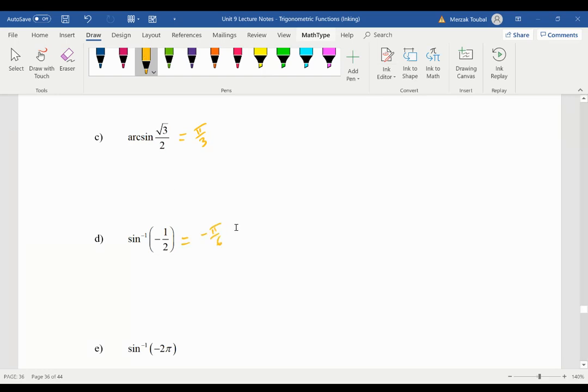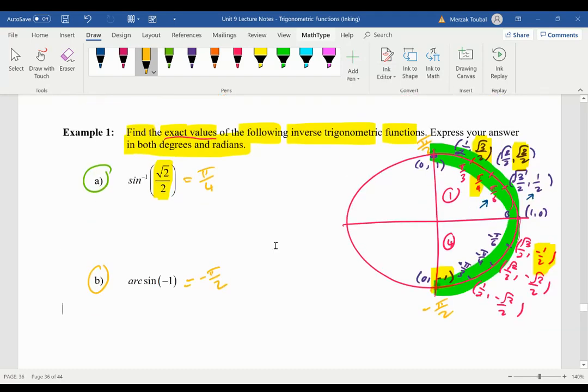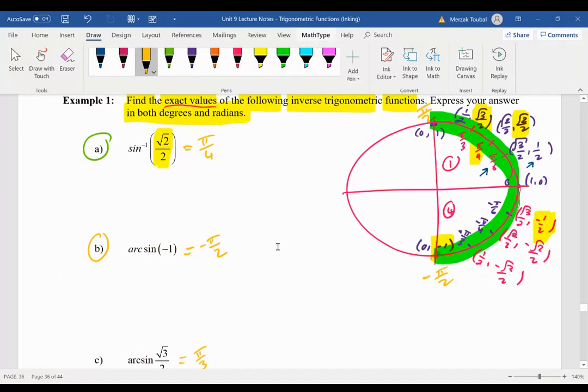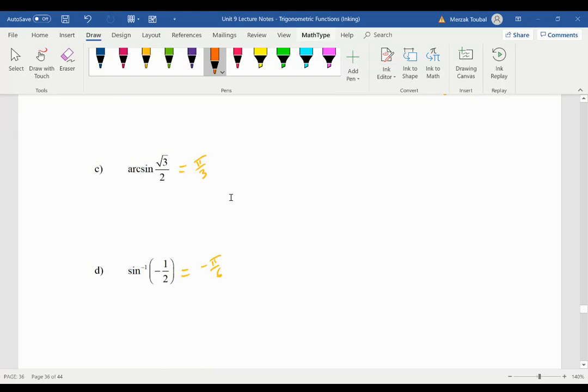And then, I'm sorry, we said we want an answer in radians and degrees. So let's put the degrees. Pi over 4 is equivalent to 45 degrees. Negative pi over 2 is equivalent to negative 90 degrees. Pi over 3 is equivalent to 60 degrees. And the negative pi over 6 is equivalent to negative 30 degrees.